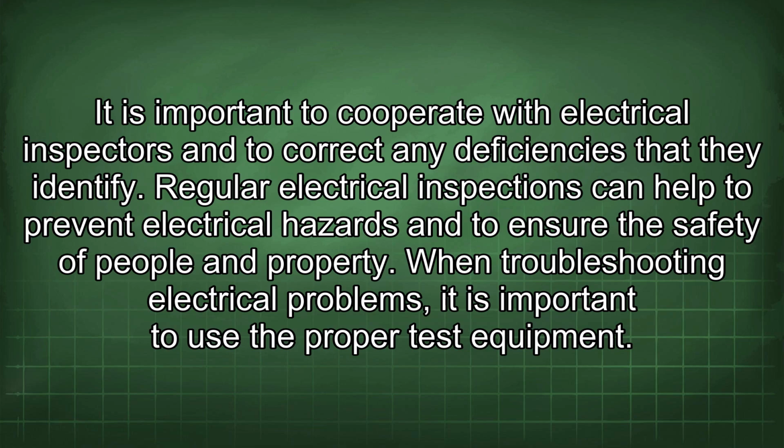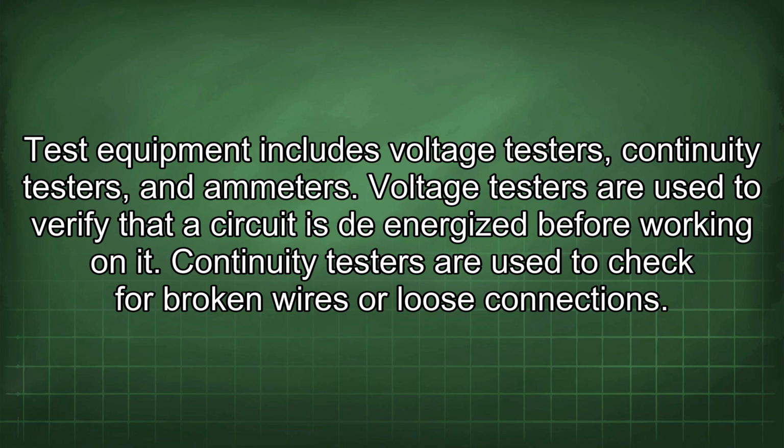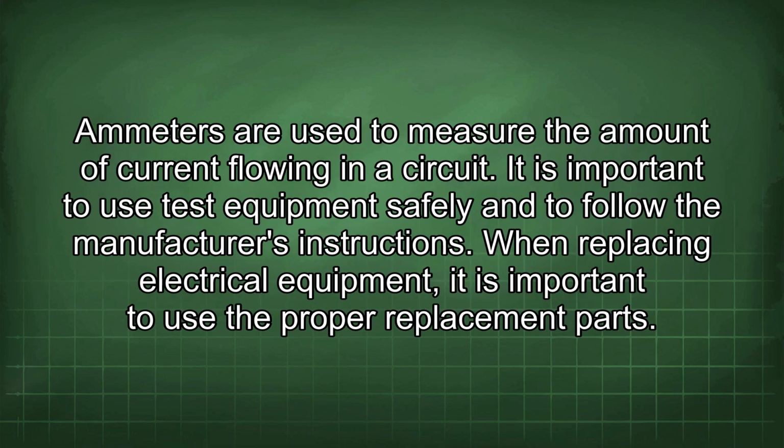When troubleshooting electrical problems, it is important to use the proper test equipment. Test equipment includes voltage testers, continuity testers, and ammeters. Voltage testers are used to verify that a circuit is de-energized before working on it. Continuity testers are used to check for broken wires or loose connections. Ammeters are used to measure the amount of current flowing in a circuit. It is important to use test equipment safely and to follow the manufacturer's instructions.